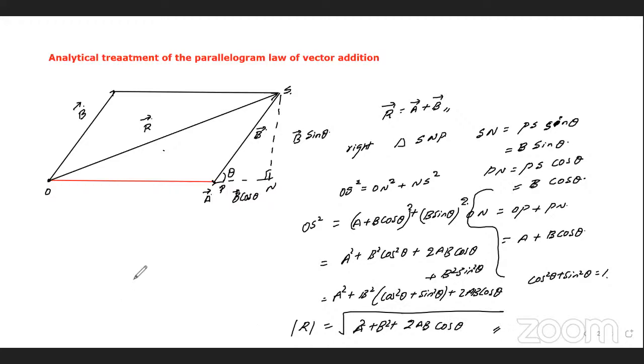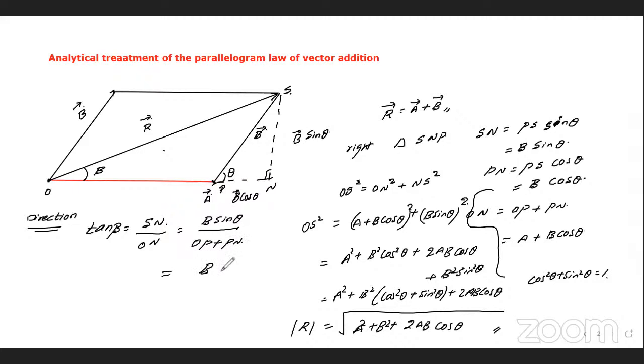Now I need to find the resultant direction. To find the direction, I told you I'll take an angle between your resultant and one of the vectors. So I'll take the angle beta here. From this relation, tan beta is equal to your opposite, which is SN, divided by your adjacent, which is ON. SN is nothing but your B sin theta. ON I can rewrite as OP plus PN. So this relation is B sin theta divided by A plus B cos theta, since OP is A and PN is B cos theta. This is your tan beta.